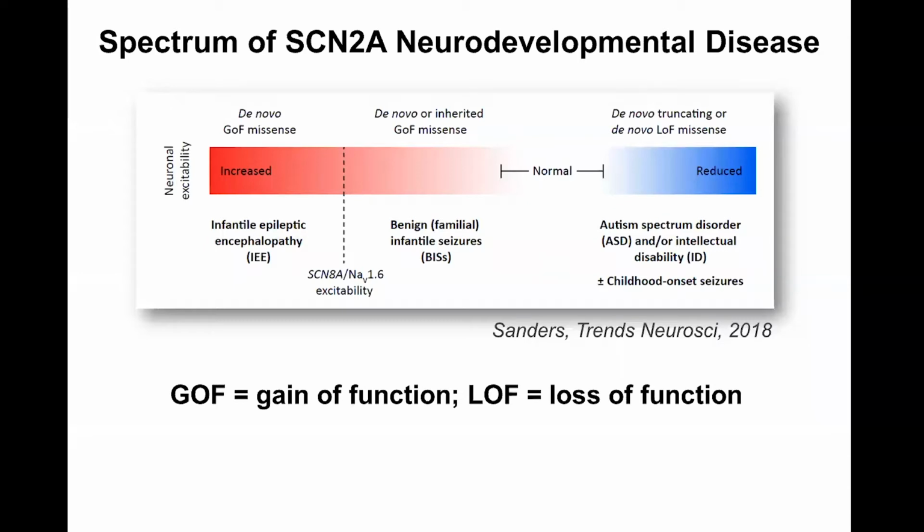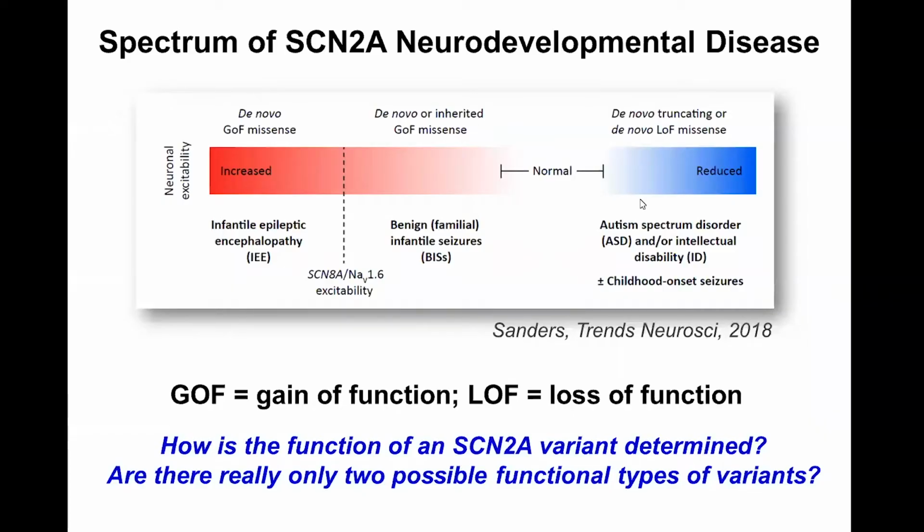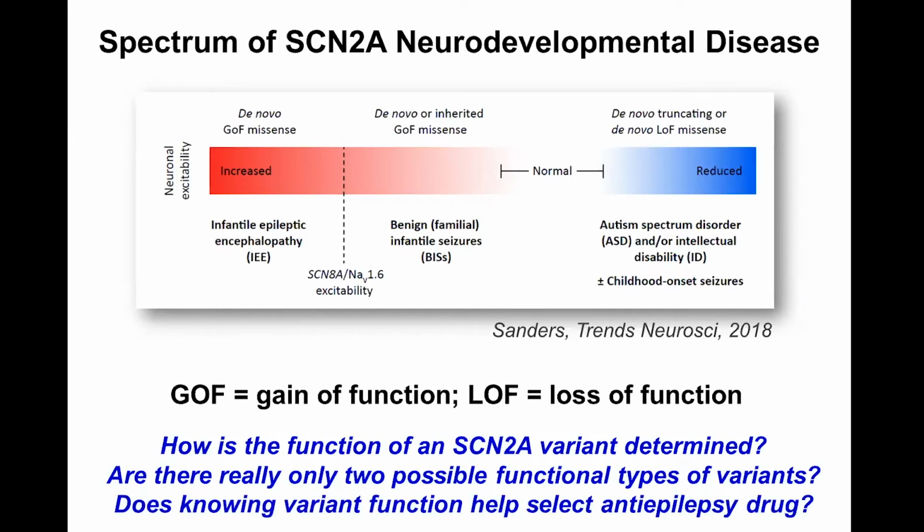And so this brings up a couple of important questions, which is, how do we determine the function of an SCN2A variant? And once we do that, do we really learn that there are only two possible functional outcomes? And then lastly, once we know something about the function of a variant, does that help us select an anti-epilepsy drug when that's relevant? So those are some questions I'm going to try to address in my short talk today.